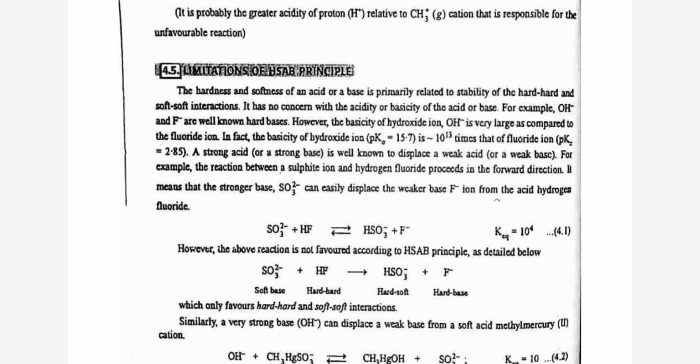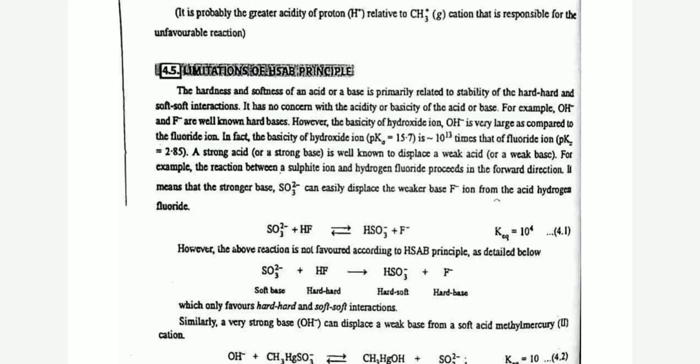Article 4.5: Limitations of the HSAB principle. The hardness and softness of an acid or a base is primarily related to the stability of the hard and soft interactions. It has no concern with the acidity or basicity of the acid or base. For example, OH⁻ and F⁻ are well known hard bases. However, the basicity of the hydroxide ion OH⁻ is very large as compared to the fluoride ion.